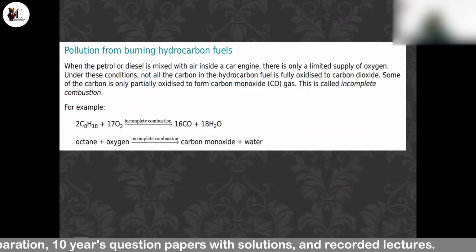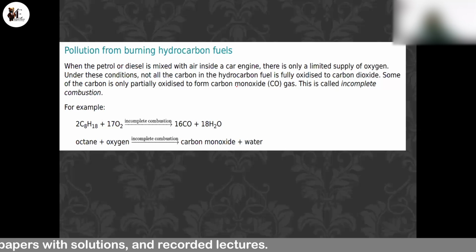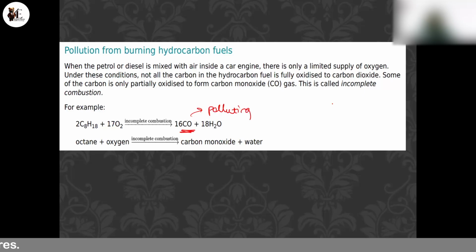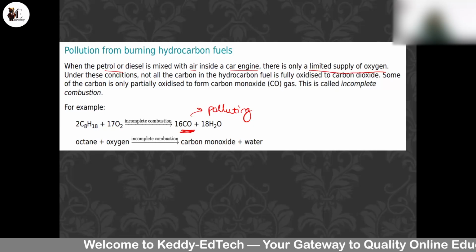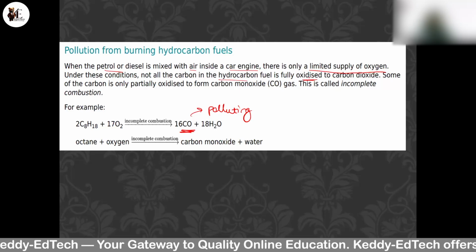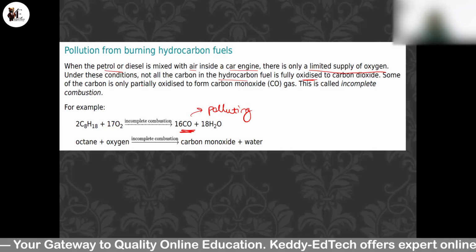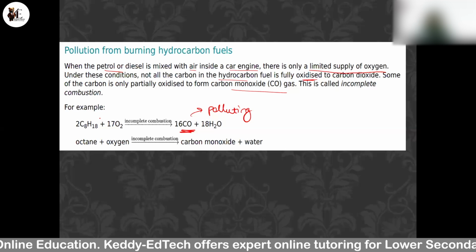Next is the pollution which is caused from burning hydrocarbon fuel. When there is incomplete combustion, carbon monoxide is produced, which is a very polluting gas. It occurs when there is a limited supply of oxygen. When petrol or diesel is mixed with air inside a car engine, there is only a limited supply of oxygen. Under these conditions, not all the hydrocarbon is fully oxidized to carbon dioxide. Some is partially oxidized to carbon monoxide gas. This process is called incomplete combustion.